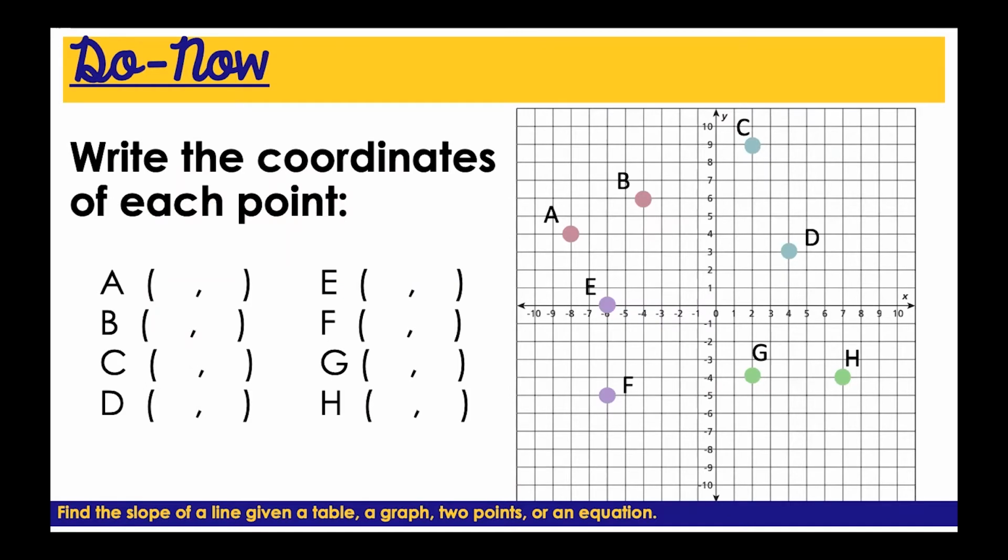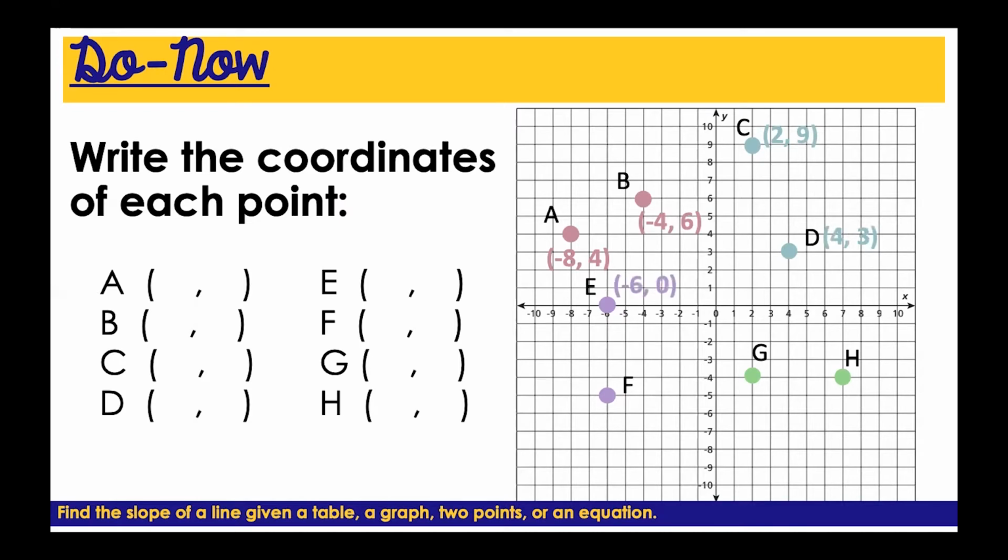The coordinate of point A is (-8, 4). The coordinate of point B is (-4, 6). The coordinate of point C is (2, 9). The coordinate of point D is (4, 3).